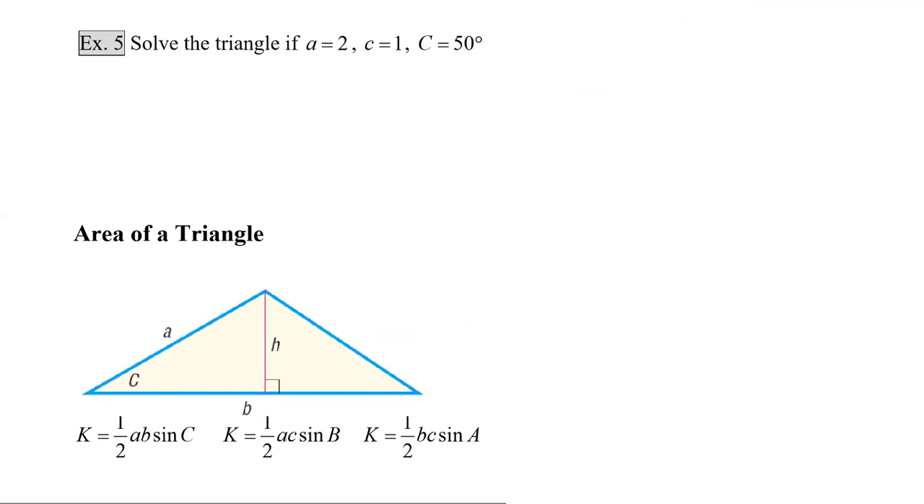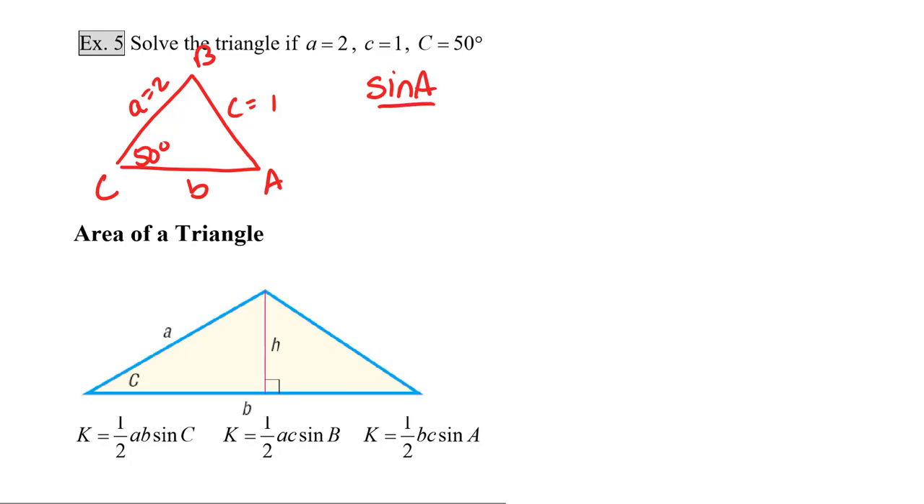Example 5, solve the triangle if a equals 2, c equals 1, and C equals 50. So I'm going to draw my triangle. Here's C, that's equal to 50. Side c is equal to 1. Side a is equal to 2, which means I'll call this angle A and this angle B, and this is side b. The only thing I can look for right now is the measure of angle A, so I'm going to say sine of A over 2 is equal to sine of 50 over 1. So sine of A is going to be equal to 2 times the sine of 50, which is equal to 1.53.